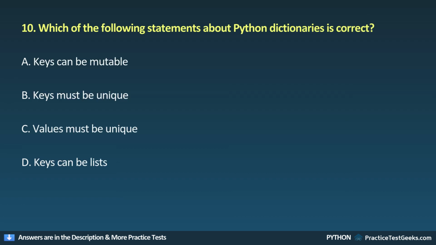Which of the following statements about Python dictionaries is correct? A. Keys can be mutable. B. Keys must be unique. C. Values must be unique. D. Keys can be lists.